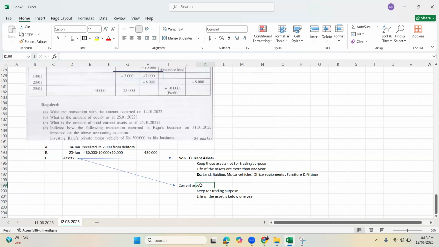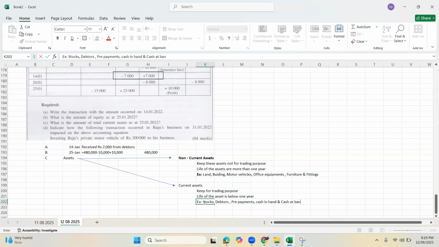Then what are the current assets? These are kept for trading purposes. Examples, if we take stocks: stocks we keep for trading purposes. Then debtors. Then prepayments. Then cash in hand. And cash at bank. Those are the current assets. This classification is very important.